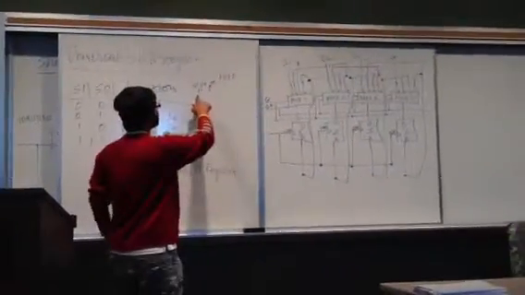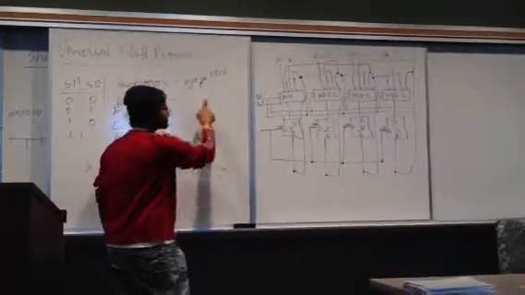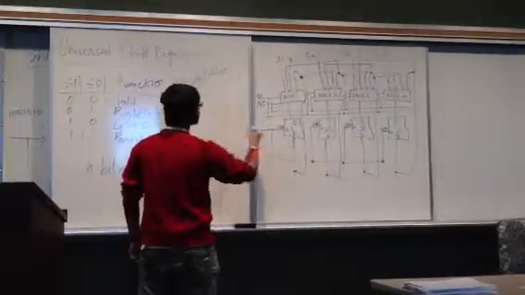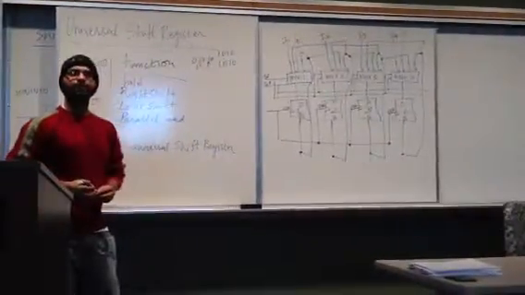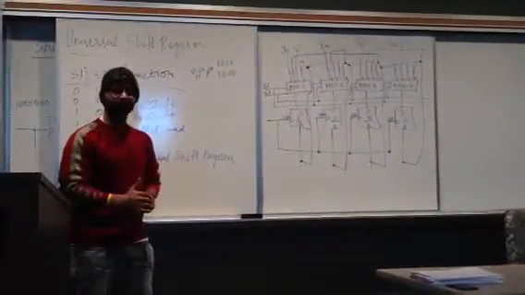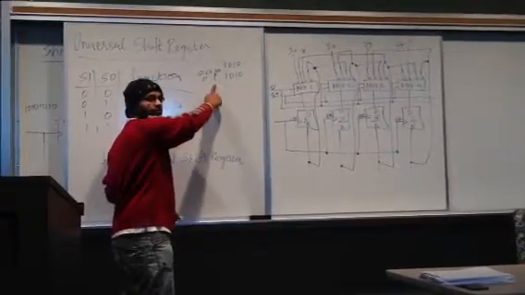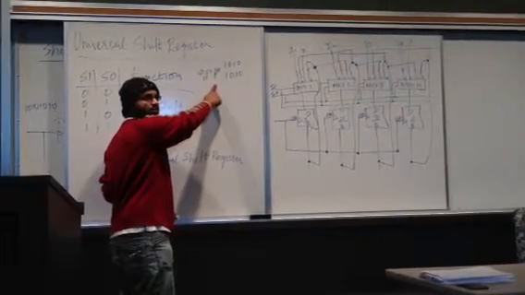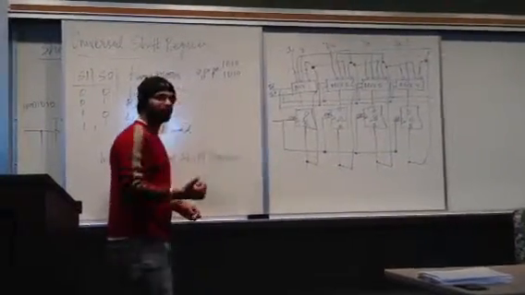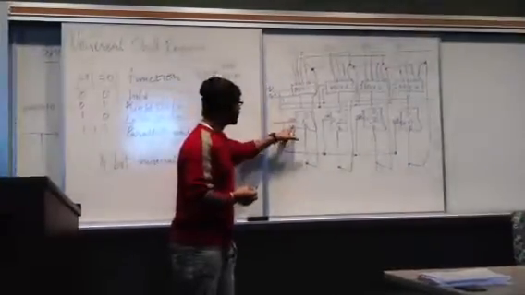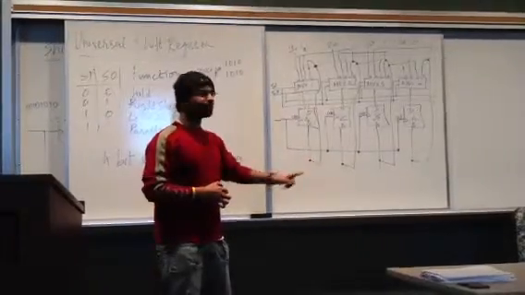So if S1, S0 are 1, 1 and there is a rising edge on the clock, the output Q1, Q2, Q3, Q4 will have 1, 0, 1, 0 because you're doing a parallel load. And this happens only at the rising edge of the clock. Okay? This will not happen if the clock is 1 or a 0 or a falling edge. It happens only if this is a rising edge of the clock, because that's how we have to design it.